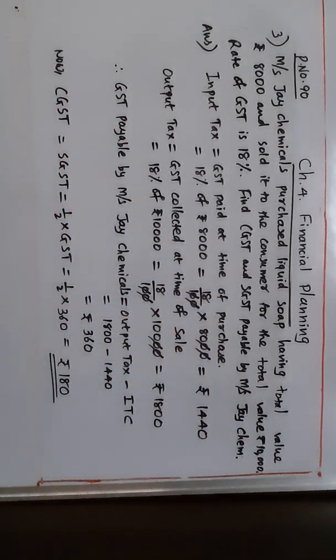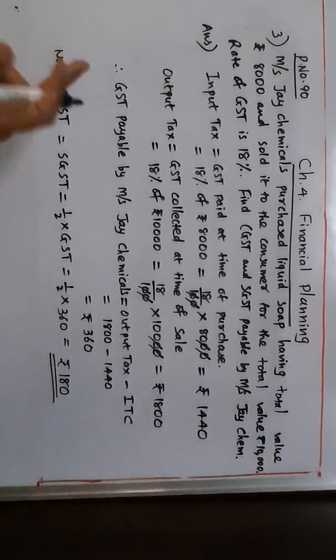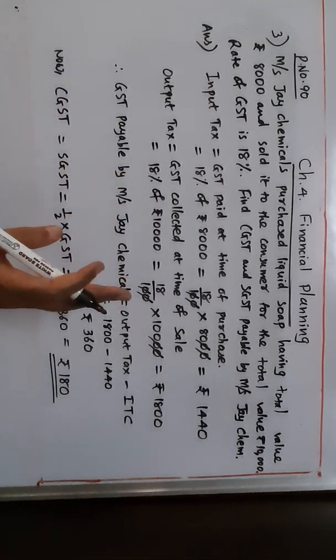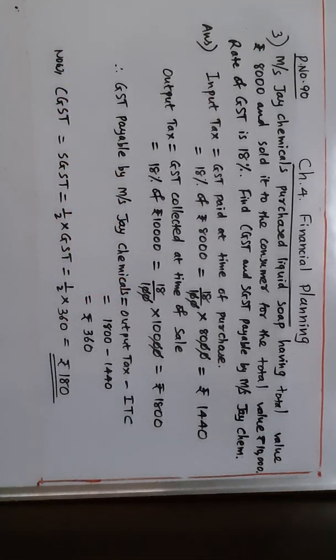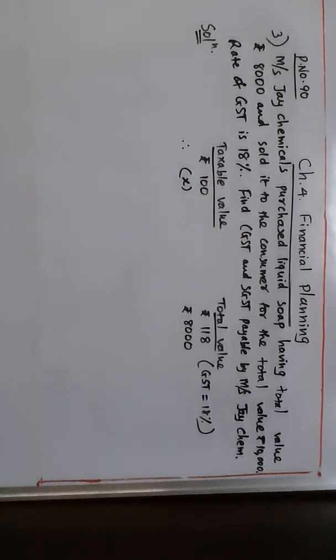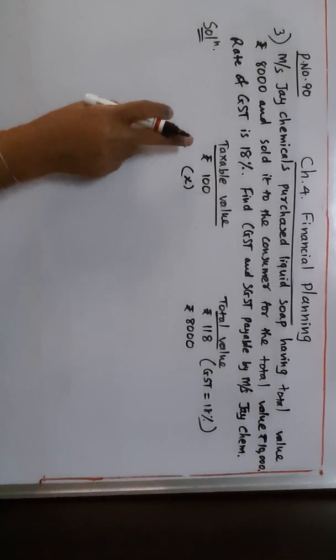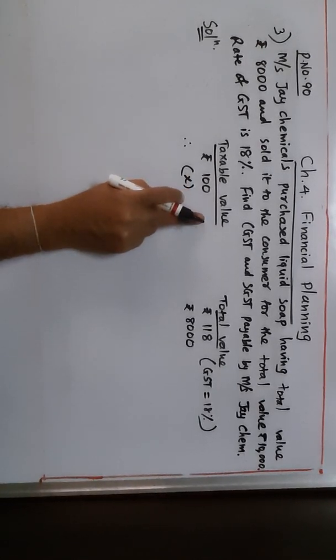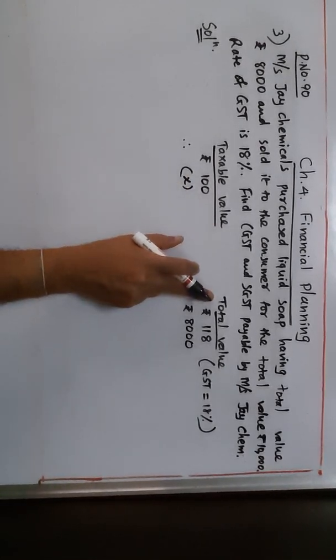The questions asked are the same. Find the amount of CGST and SGST payable by Messrs J Chemicals. Understand? So how will we solve? Now I will remove this answer. So students, we have to make two columns in such sums: taxable value and total value.